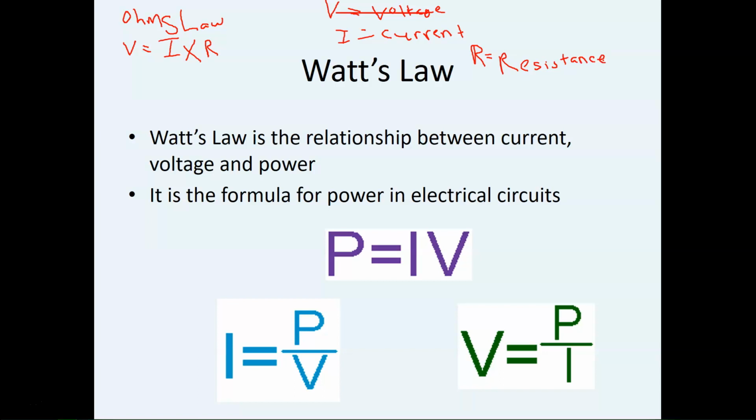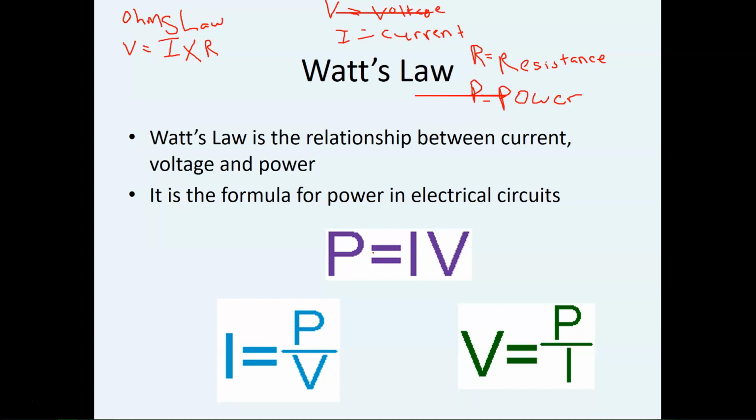So we've started off with V, I, and R here. We're just adding one more element, and that is element P. P stands for power. The way we're calculating P is we're using V and I. So we're going to use voltage and current multiplied together to get power.